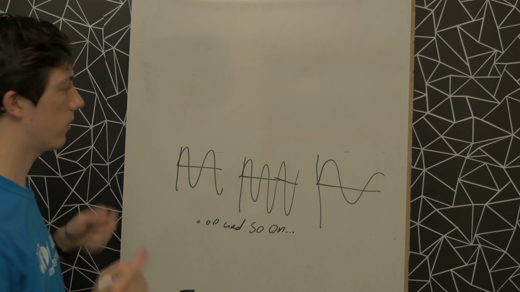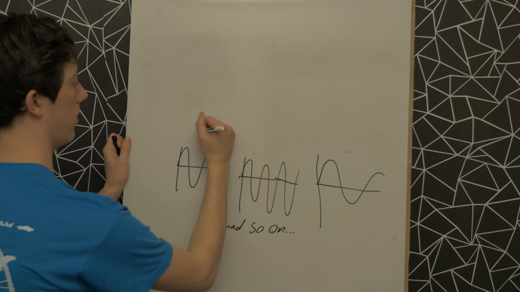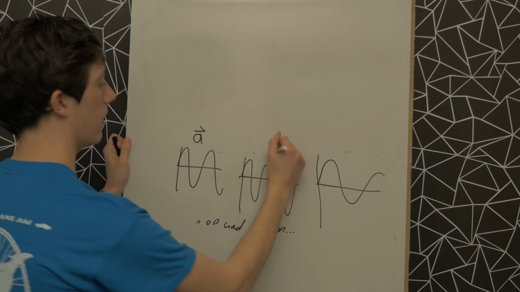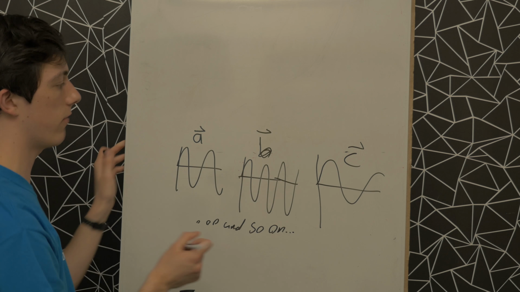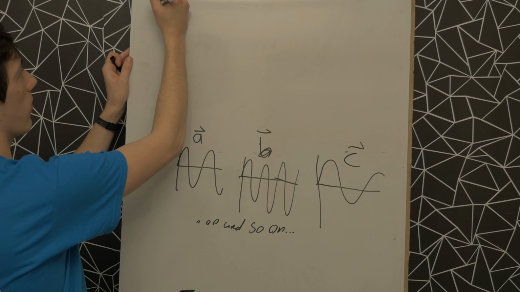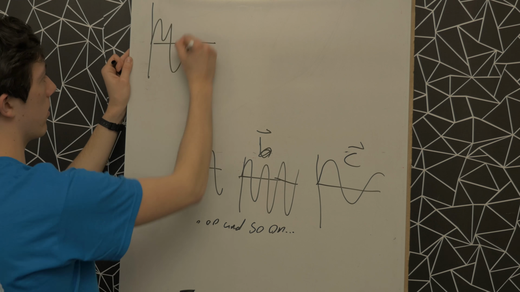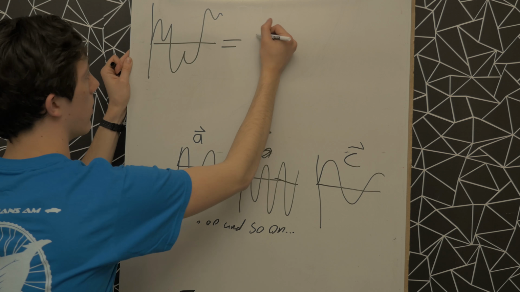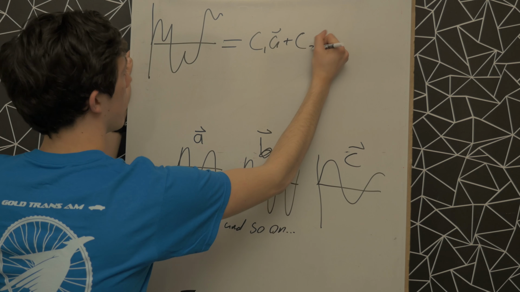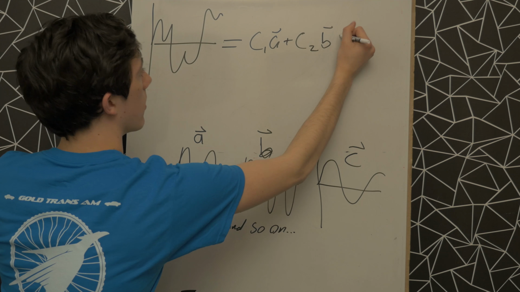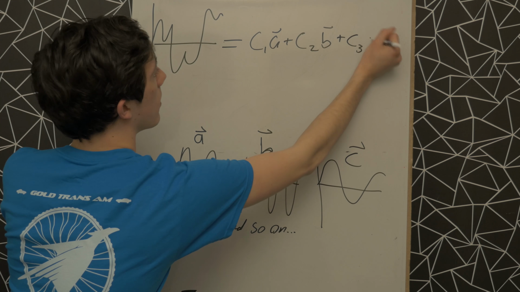To relate this to linear combination theories, we can say that these are represented by the A, B, and C vectors. And so this complex wave equals C1 A plus C2 B plus C3 C.